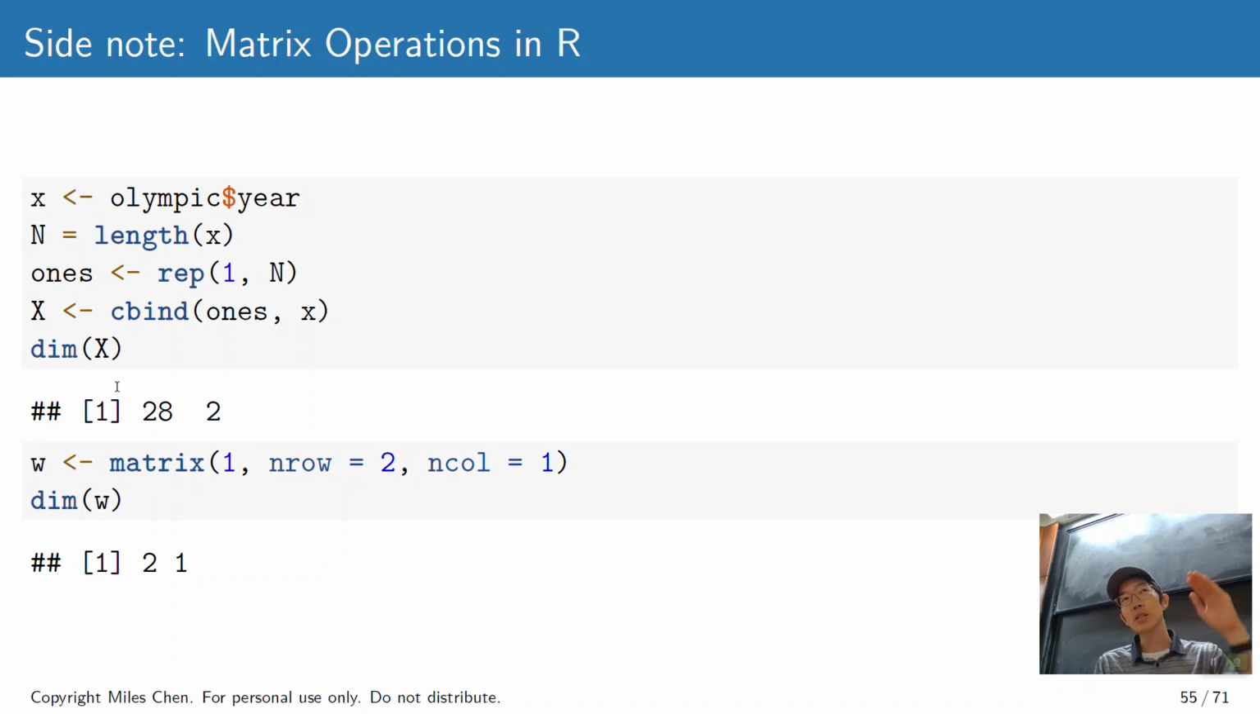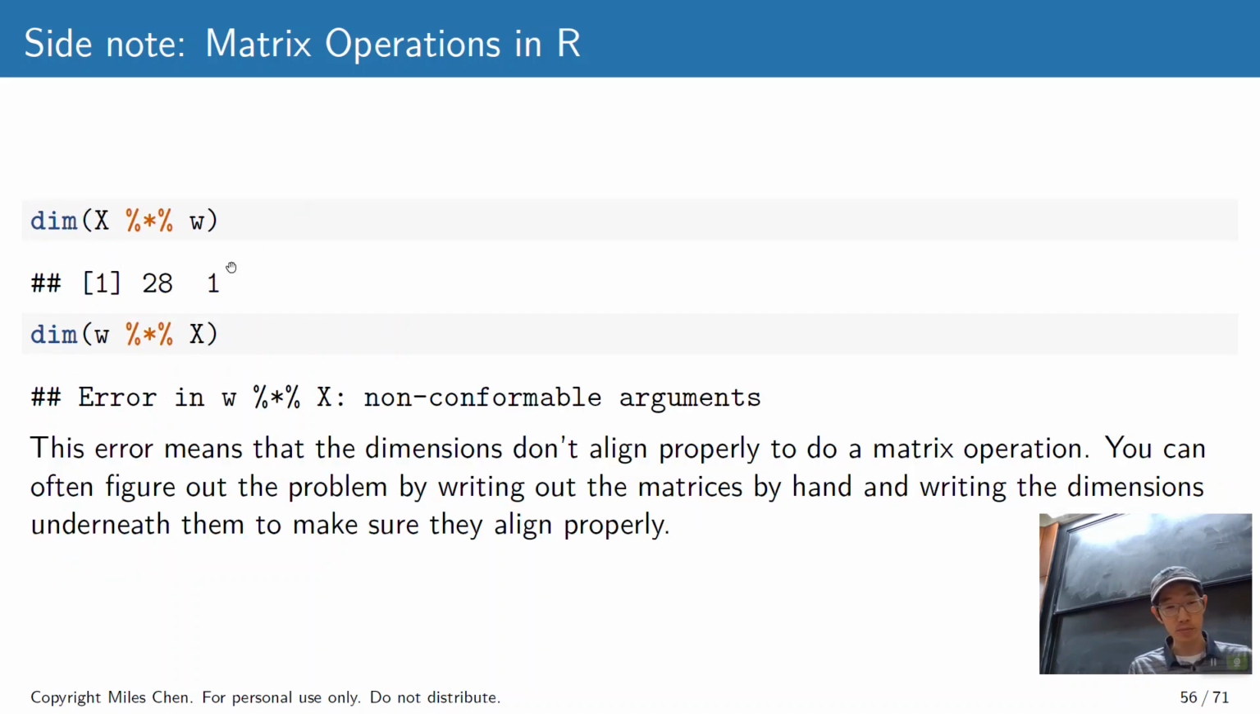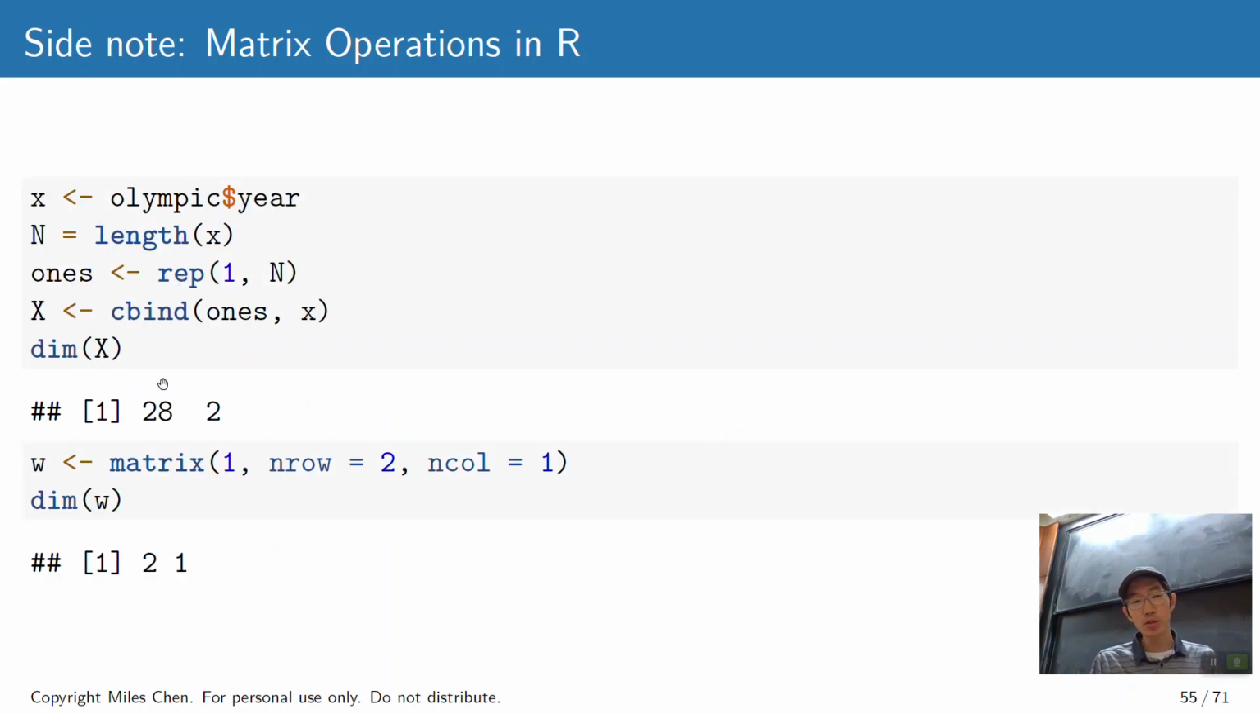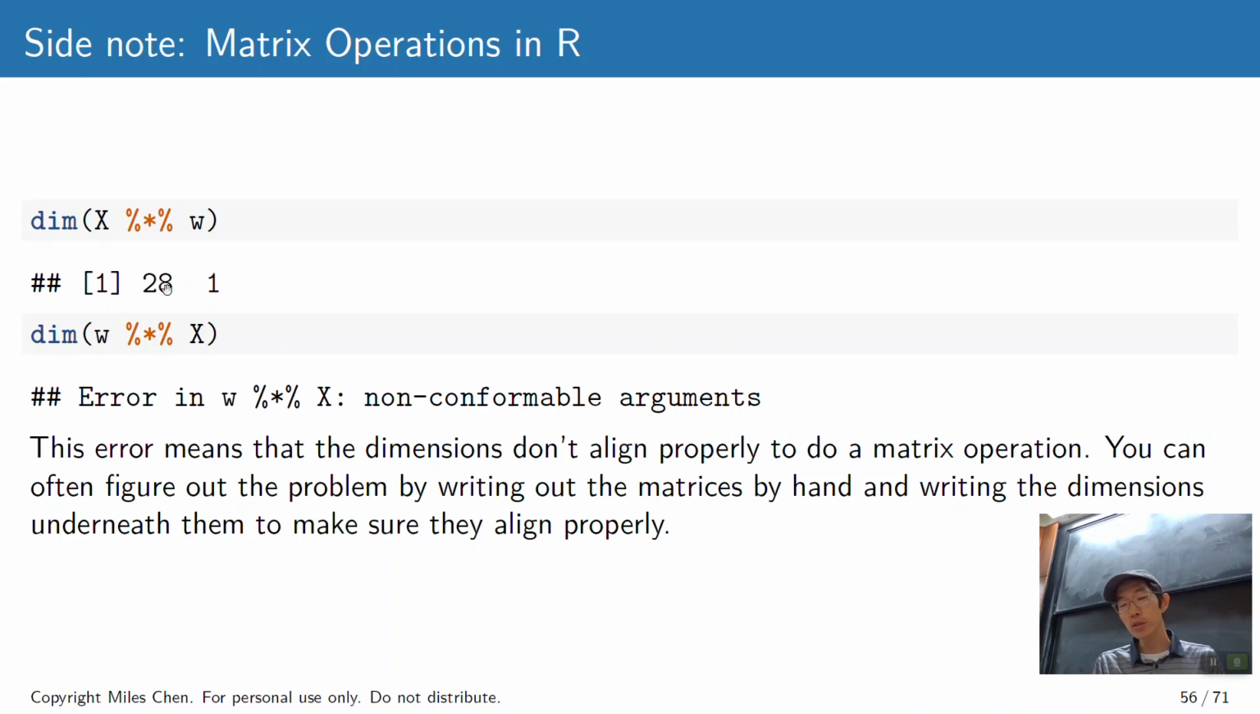The dimensions of big X: 28 rows, 2 columns, okay? W, I just put in the number 1, 2 rows, 1 column, okay? And so here in R, I do X. This is your matrix multiply operator, percent star percent, X times W. 28 by 2 times a 2 by 1 results in 28 by 1, okay? However, if you mix up W times X, W matrix multiply X, you get this error. Error in W times X: non-conformable arguments, okay?